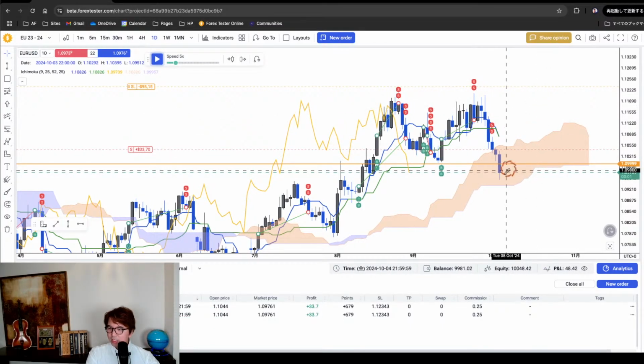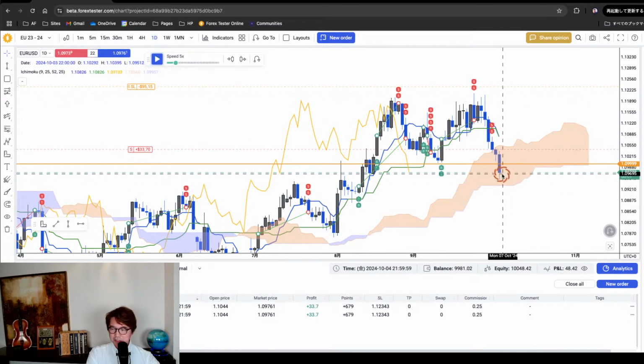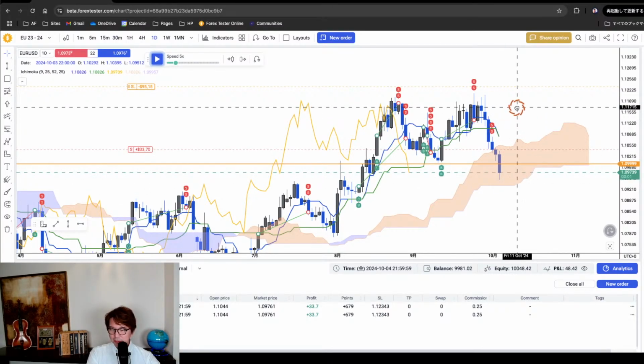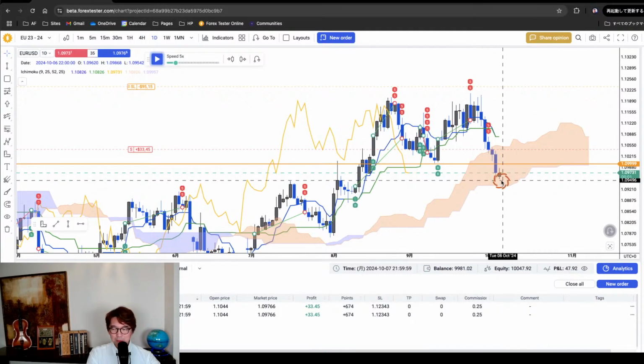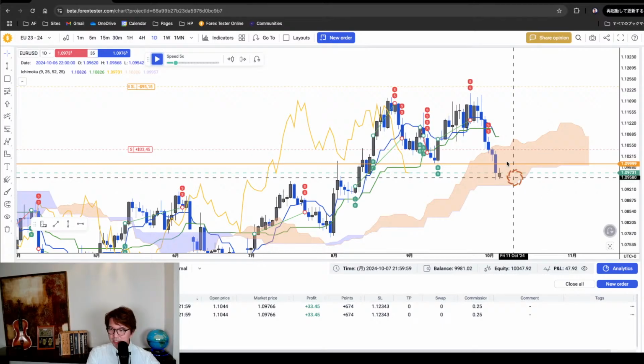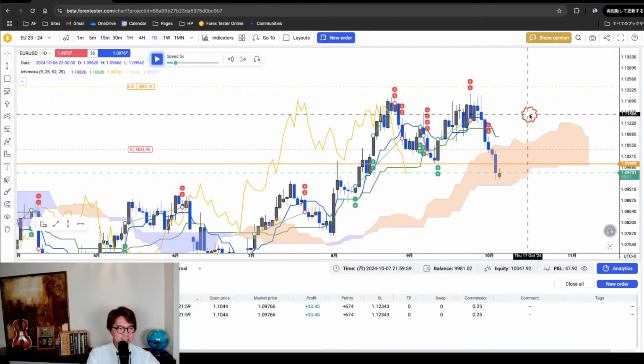Okay, now it broke the neckline. So this confirms that the market is now bearish, so I add more positions. Or, to be safer, let me wait for the Kumo breakout and add more positions. Let's see, because you never know, the market may be supported by the Senkou Span B and goes up. So to be safer, I wait for the Kumo breakout this time.